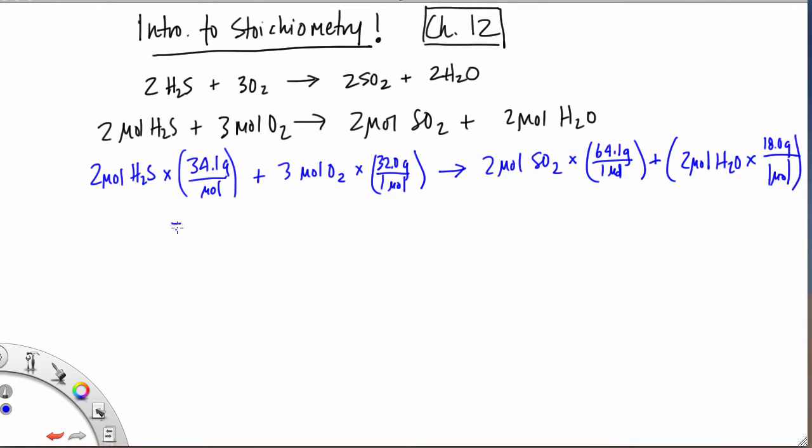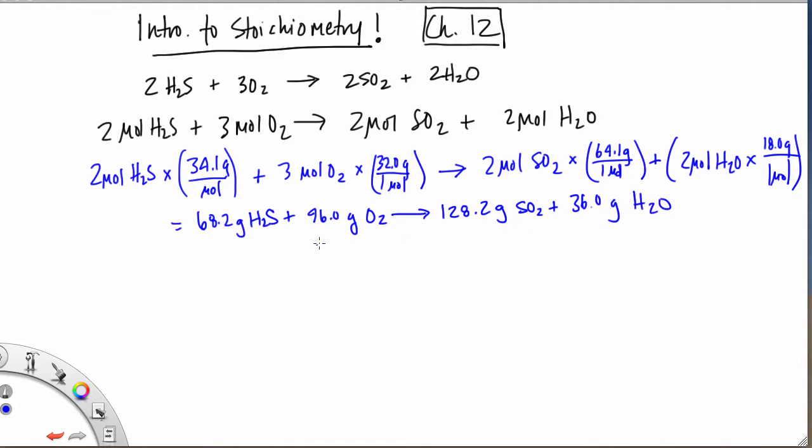So we end up with 68.2 grams of hydrogen sulfide plus 96 grams of oxygen, and that yields 128.2 grams of sulfur dioxide plus 36.0 grams of water. When I add my reactants together, I get 164.2 grams, and when I add my products together, I get 164.2 grams. So we can prove that our reaction follows the law of conservation of mass. So we've converted moles into grams here for all of our reactants and products.